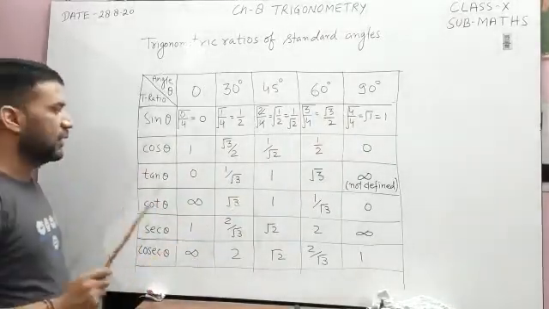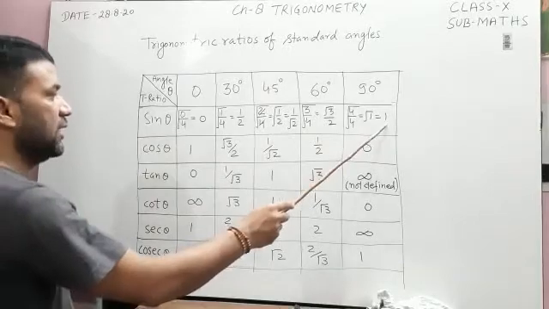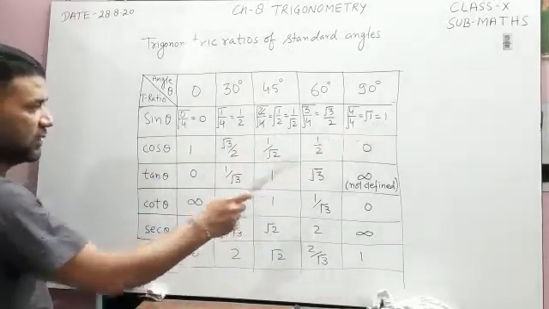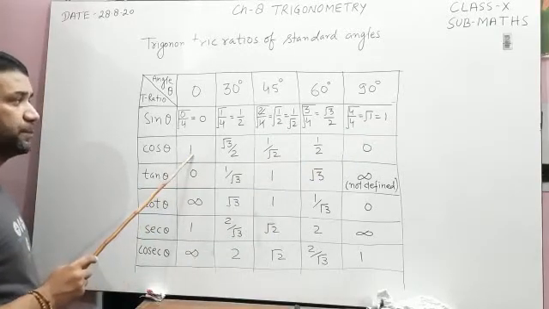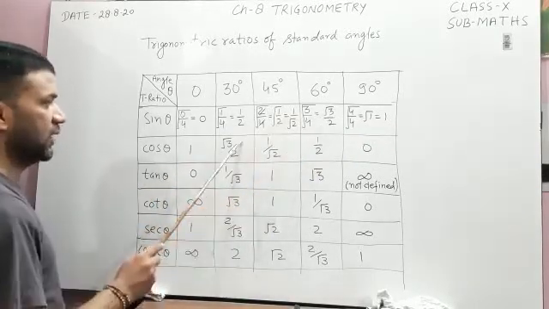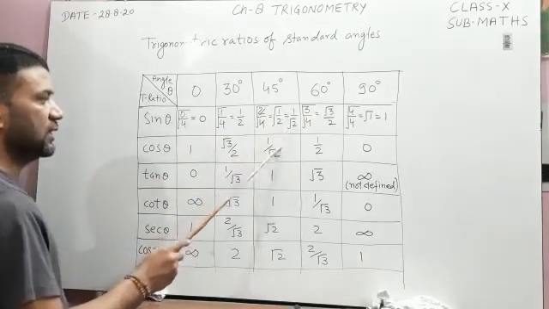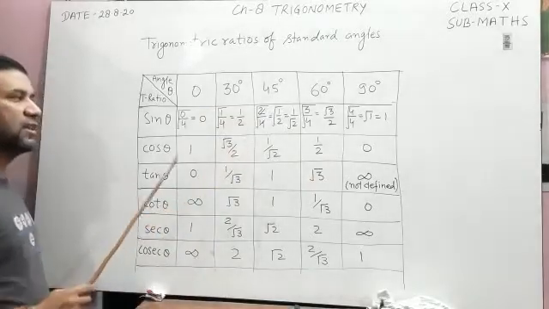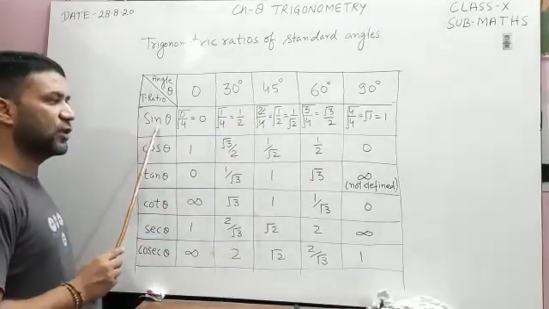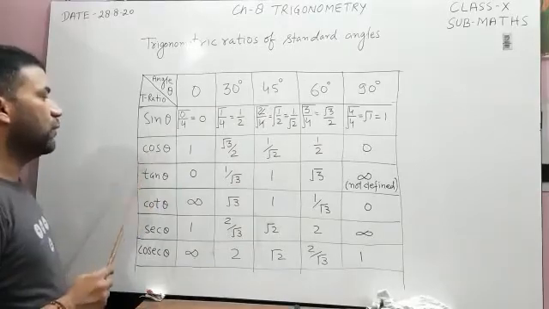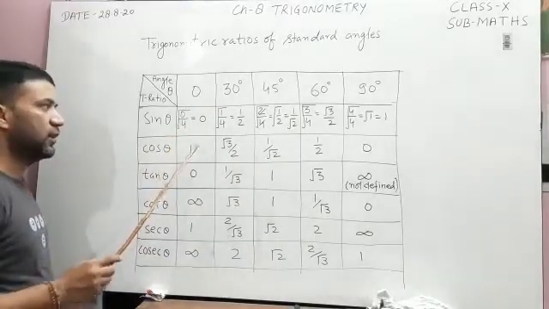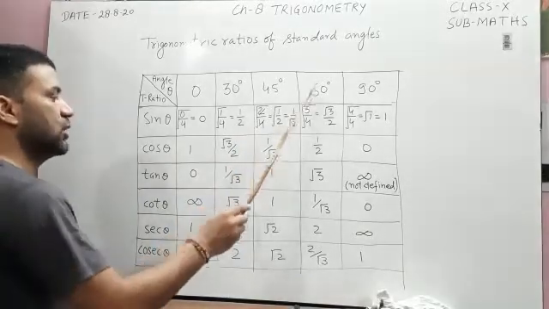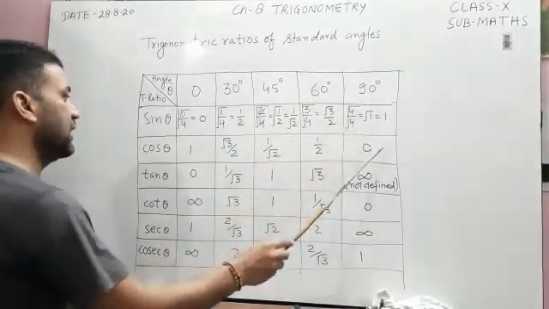Why? Because in cos theta, you have to write all these values in the reverse order. It means the last value 1 is in the first column. In second, value root 3 upon 2 is here, and 1 upon root 2 as it is, this 1 upon 2 is here and this 0 is here. It means by reversing the values of sine ratio, you get the values of cos ratio. It means cos 0 is 1, cos 30 root 3 upon 2, cos 45 1 upon root 2, cos 60 degree is 1 upon 2, cos 90 degree is 0.